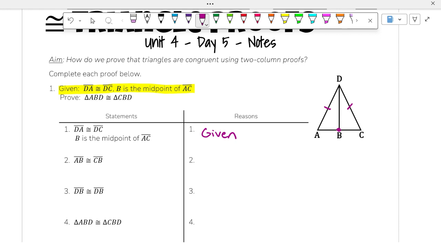So you always start with the given. All right. And again, you don't have to come up with some fancy reason. You literally just state, well, they gave it to us. It's given. Now, let's go through the rest of these statements and see if we can figure out the reasons. So I will say most of these are on that yellow graphic organizer, so use that as a reference.